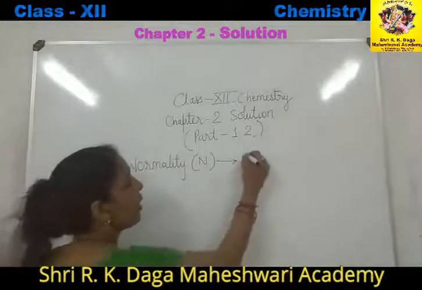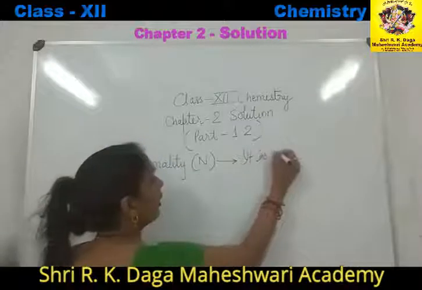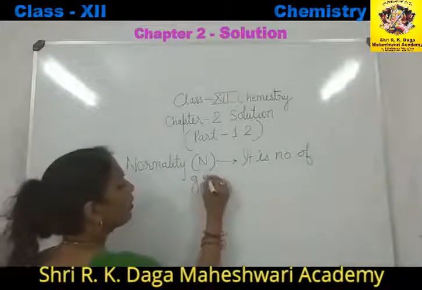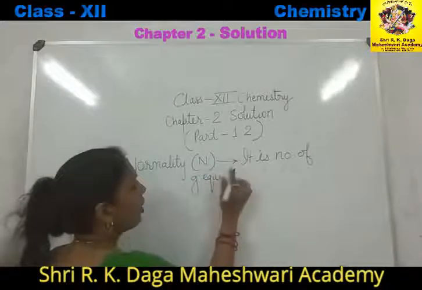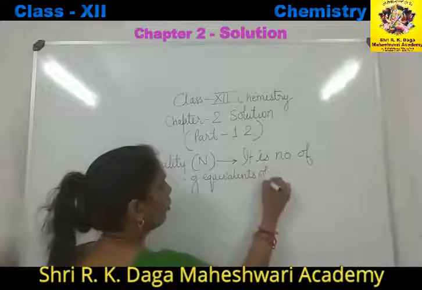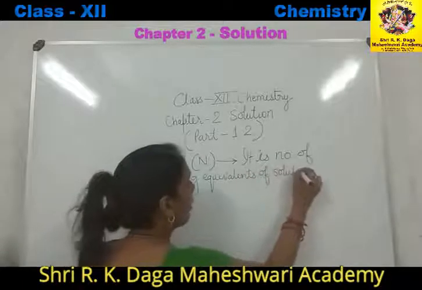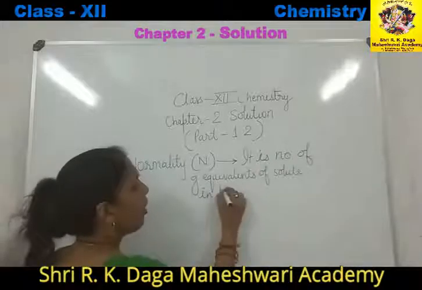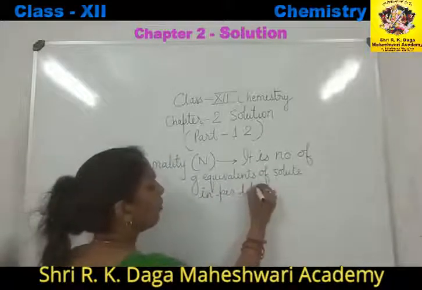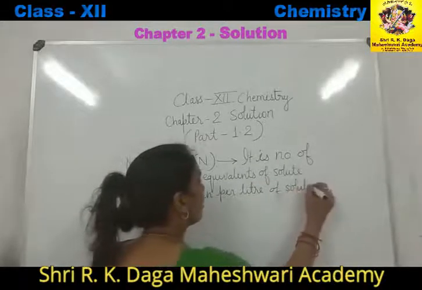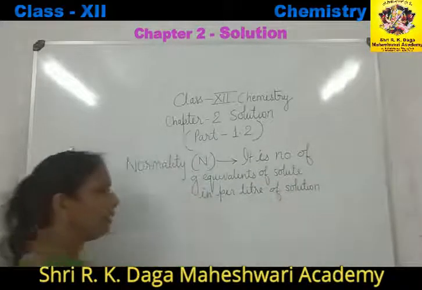It is the number of gram equivalents of solute per liter of solution. Number of gram equivalents of solute per liter of solution. So this is the definition of normality.